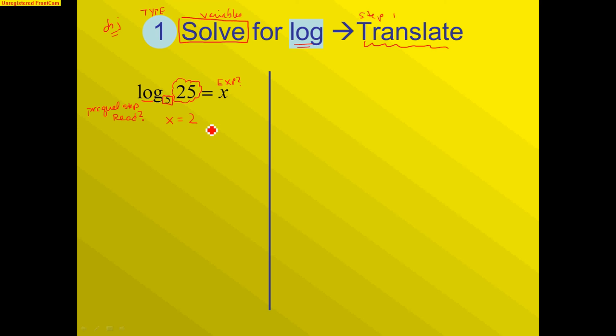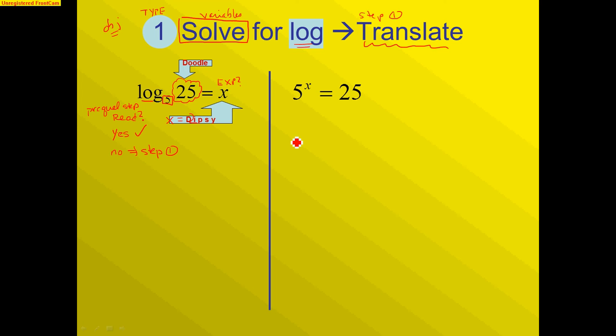Let's pretend that you didn't know that, though. If you could not read an answer, so the prequel step is, can you read an answer? Yes? Then do it. No? Then go to step 1. Step 1. Translate from logs to exponents. So I dipsy, I doodled, and I wrote 5 to the x is equal to 25.